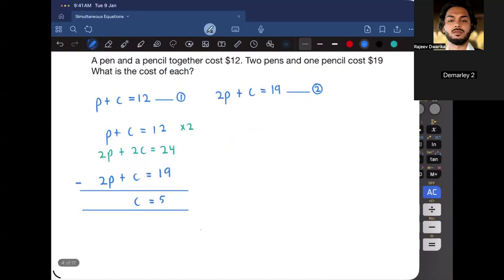Which equation do you want to use to find P? Or you can use equation 1. Okay, so equation 1 was P plus C is equal to 12. So I know what C is. So I'm going to say P plus 5 is equal to 12. And so if I want to find P, I'd have to move across what? The 5. I move it across, it's going to become P equals 12 minus 5, right. What is 12 minus 5? That's 7. Just like that, we get both of the answers.